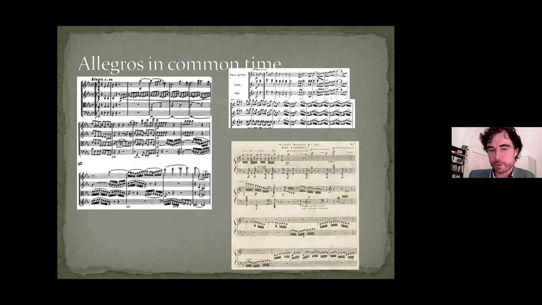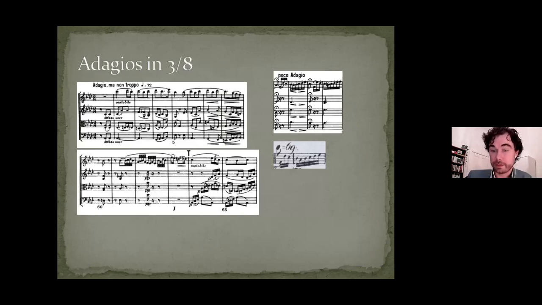the Adagio ma non troppo second movement of the string quartet opus 74 and the very short Poco Adagio in 3-8 in the last movement of the string quartet opus 18 number 6 both have semiquavers as small as note values at the start and have similar metronome marks. That is, quaver equals 72 and 69, respectively. It's not a substantial difference.